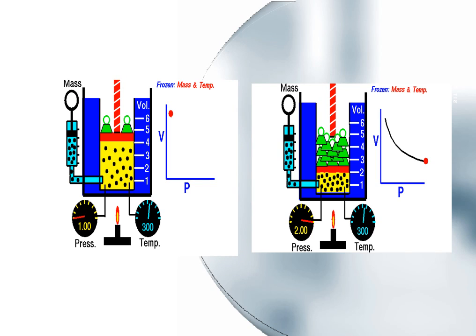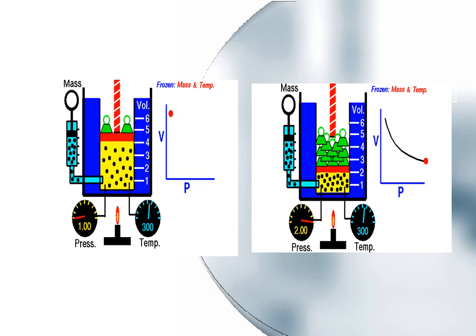Look at these pictures. In these pictures, you can see a container which contains a gas. In the first picture, you can see that the volume occupied by a gas is roughly 5 dm cube and the pressure is 1. Let's suppose 1 atm. The temperature is 300 degrees centigrade. In the next picture, you can see that when you increase the pressure from 1 atm to 2 atm, the volume occupied by a gas is less than 3 dm cube. The temperature is constant in both cases.